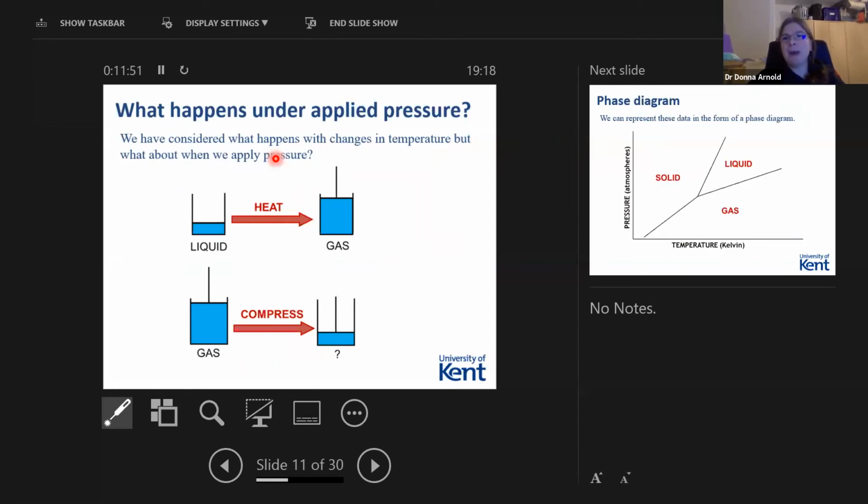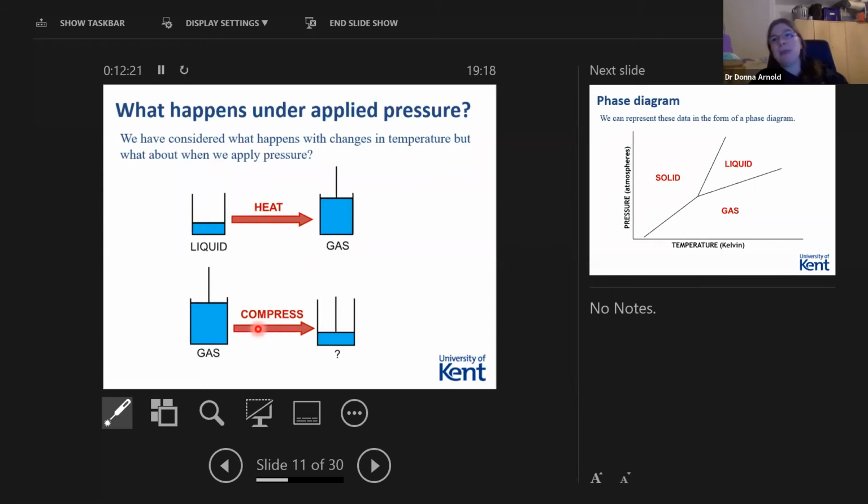So we need to think about, we said a key thing there. We talked about pressure, and we said that that was under atmospheric pressure. So we need to think about what happens when we start to have pressure in the system. So if we heat a liquid, it becomes a gas. So, okay, what happens if we take a gas at constant temperature and we compress it?